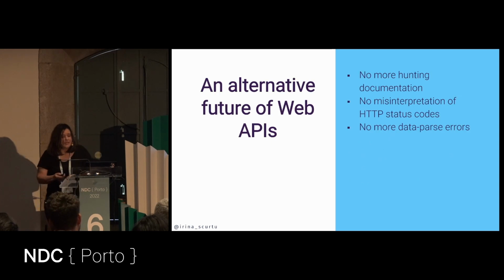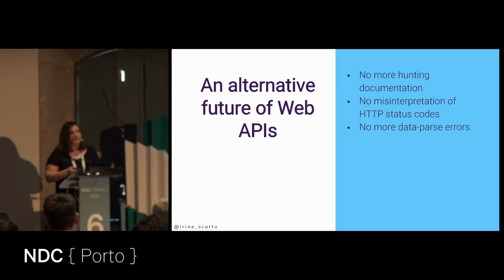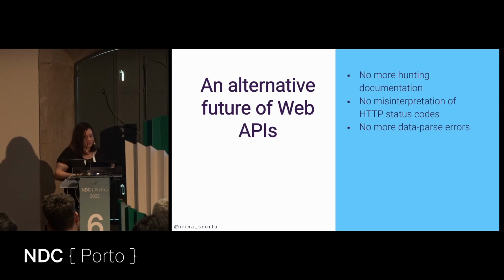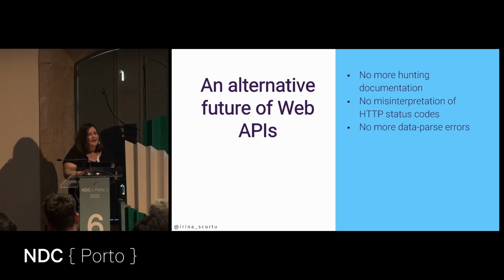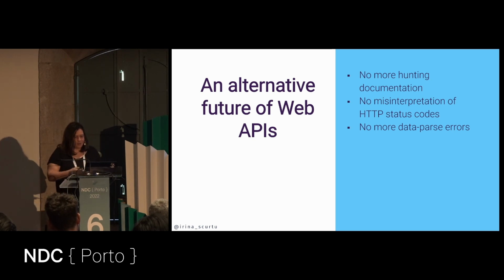In my opinion, an alternative future of web APIs would be around no more hunting for documentation, like no more, I don't know, a Swagger file looking at what do I have to create, what do I have to add in there, and no more misinterpretation of status codes. I remember the talks about, what do you send here? Is it bad request or is it 422? I mean, regarding the error processing. And also, no more data parse errors. No more forgotten fields. No more, I don't know, fields that should have been named with underscore and so on.